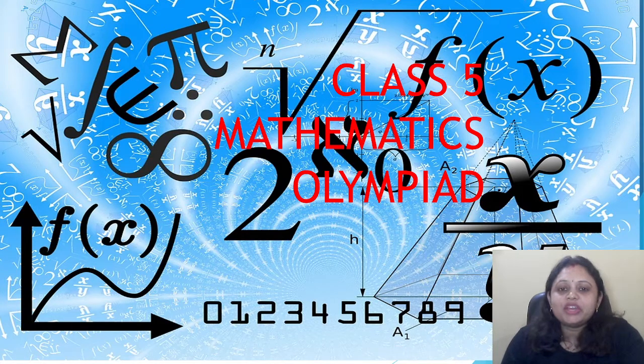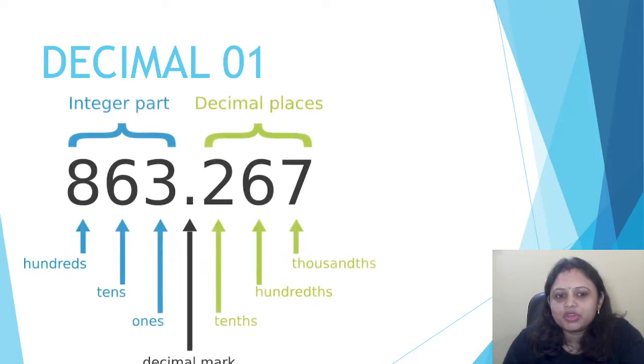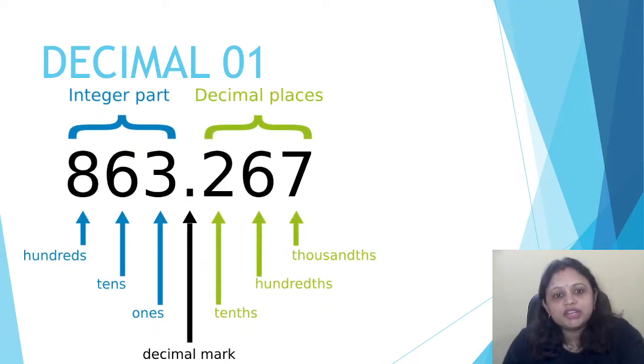So today we are going to study for class 5 Mathematics Olympiad. And in class 5 Mathematics Olympiad, which chapter we are going to read? We are going to start a new chapter, that is decimal. Okay, so are you all ready for it? Yes. So let's get started.